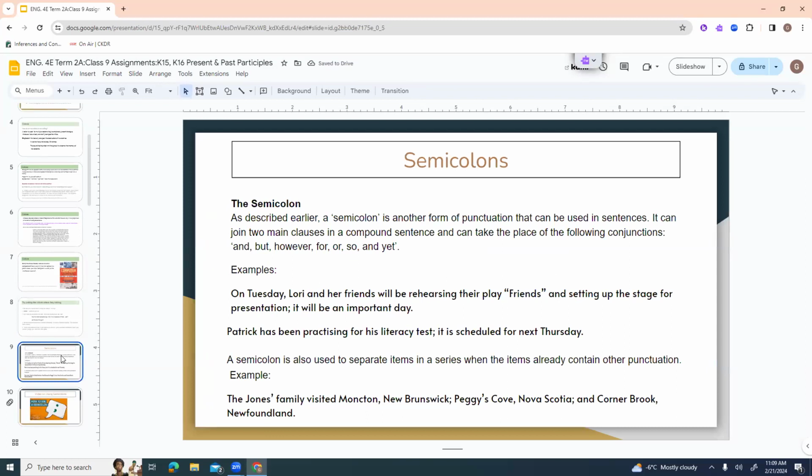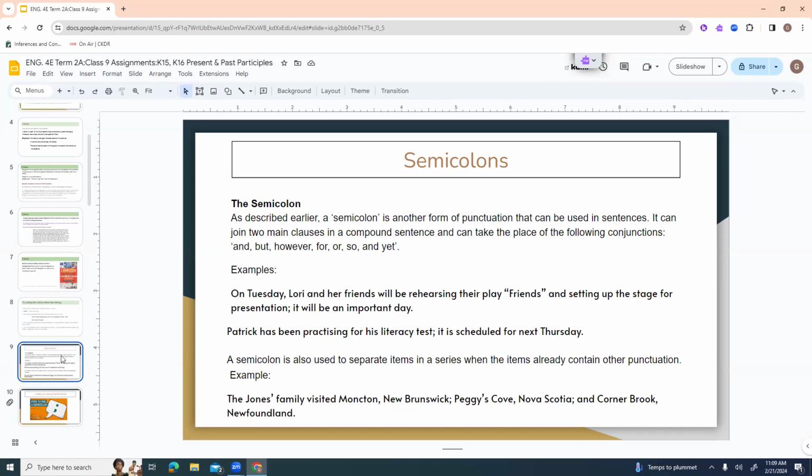Semicolons. Semicolons look like a comma with a little period on top. It can join two main clauses in a compound sentence, and it can take the place of the following conjunctions: and, but, however, for, or, so, and yet.